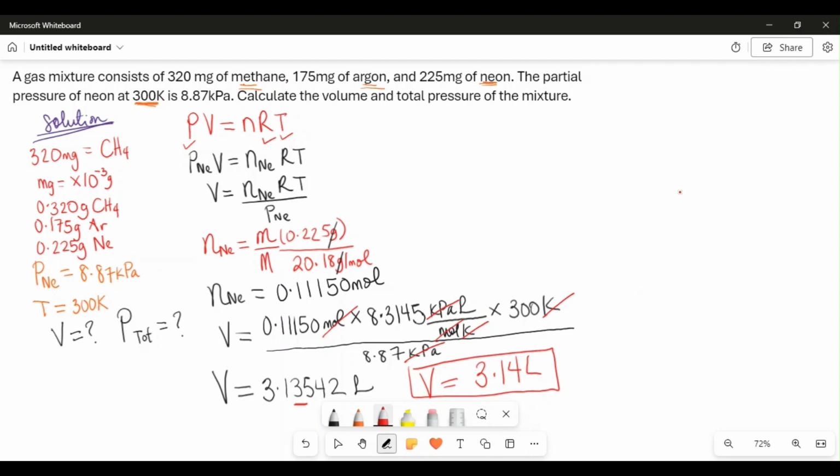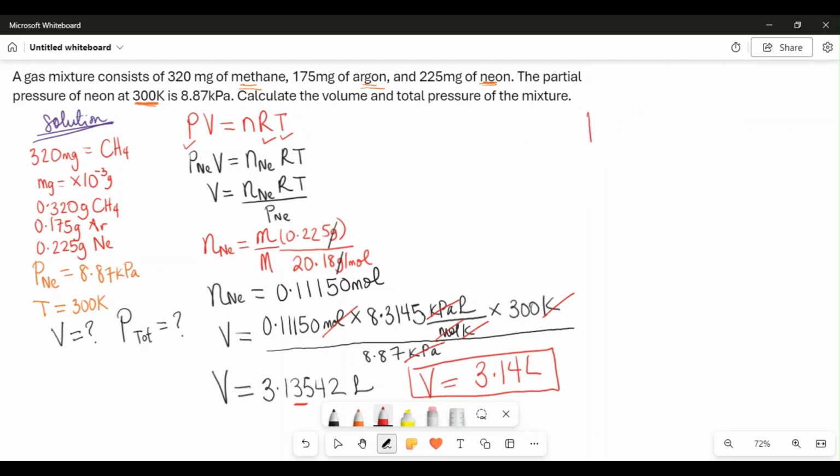Now we're going to go to the total pressure of the mixture. If you remember, I told you about Dalton's law of partial pressures. We're going to have to determine the pressure of methane as well as the pressure of argon in order to determine the total pressure. When we determine the pressure for methane and argon, and we've been given the pressure of neon, we can add them up to determine the total pressure. So the next thing we're going to do is determine the pressure of methane.